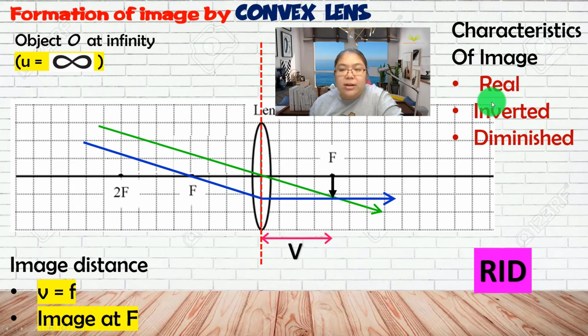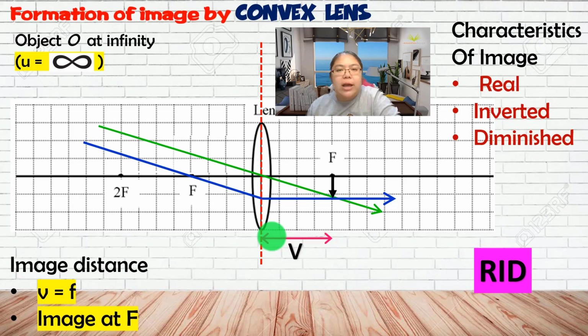Okay, now it's a real, inverted, also diminished image because this object is very large. Finally, the image becomes diminished. After that, this one is V equal F, a far away object. So your image must be located exactly at the F. V equal F, so the image is at the focal point. Remember this situation.